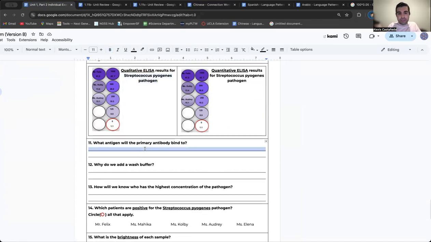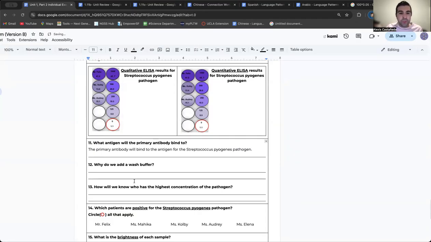So the primary antibody will bind to the antigen for Streptococcus pyogenes. So for the Streptococcus pyogenes pathogen.